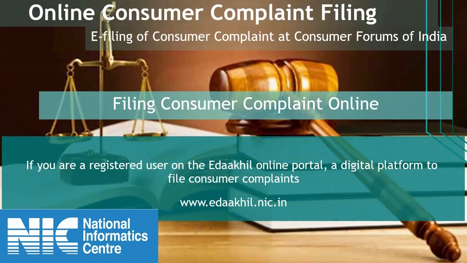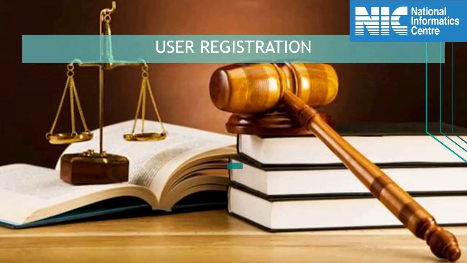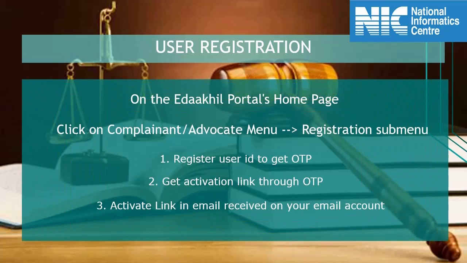If you are looking forward to file a complaint online, you must have a registered user ID on the eDakhil portal, www.edakhil.nic.in. To become a registered user, go to eDakhil portal's homepage, click on Registration submenu under Complainant Advocate menu. First, register user ID to get OTP, then get the activation link through OTP, and finally activate the link in the email received on your email account.